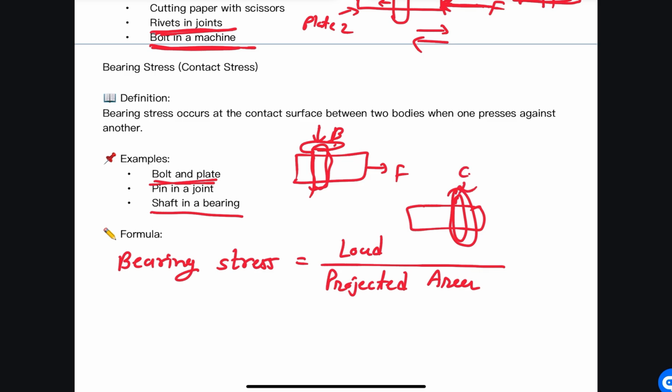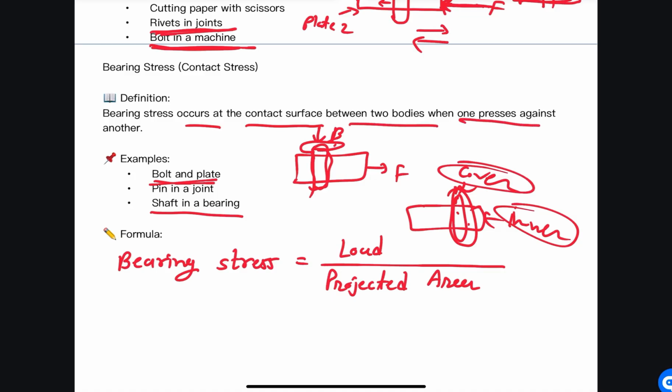The bearing is also called the cover. This is the inner part. So the cover always protects the inner part. Bearings always apply their own force to the shaft to keep it in the same place, not moving. So bearing stress occurs at the contact surface area between two bodies when one is pressed against the other. The shaft is applying force on the bearing and the bearing is applying force on the shaft. Due to that, bearing stress is generated there.